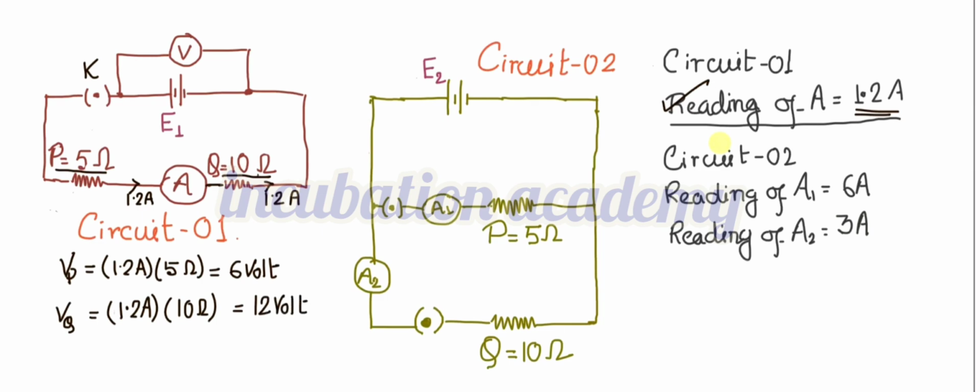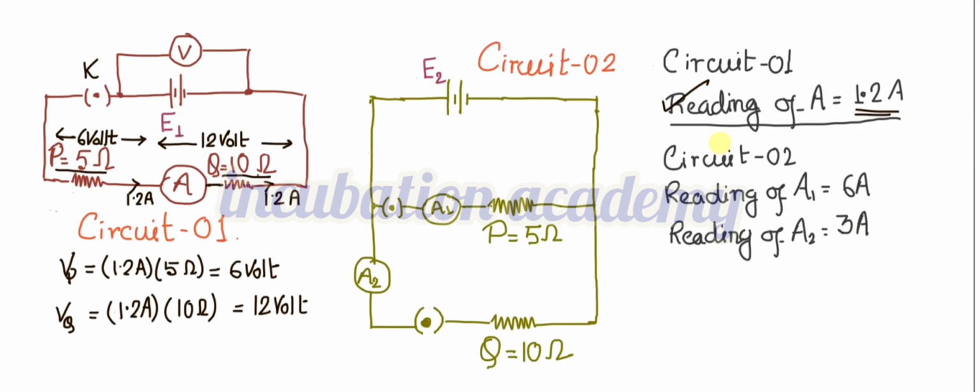So if I draw this in the circuit, this is the 6 volt, and this is the 12 volt. So 6 volt and 12 volt are the potential drops across the 5 ohm and 10 ohm, and since we have considered the ammeter an ideal one, the potential drop across it is 0. Since no other resistances are connected here, whatever the EMF of the cell is, that is distributed across these two resistors, 5 ohm and 10 ohm.